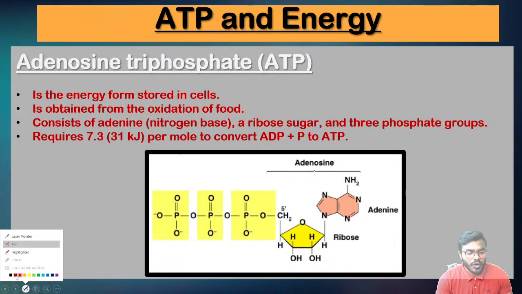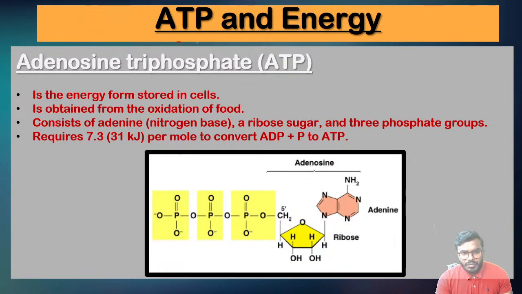Okay, let's follow me very correctly. ATP and energy, adenosine triphosphate. Correct now, friends? All the students look into the diagram very correctly. ATP consists of what? A sugar. What sugar? Ribose sugar.